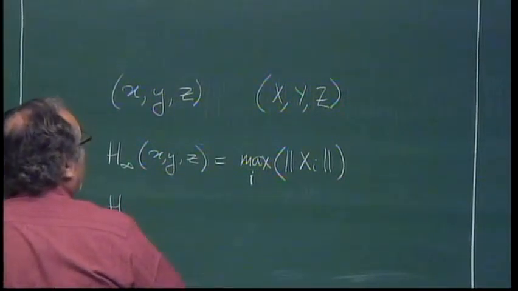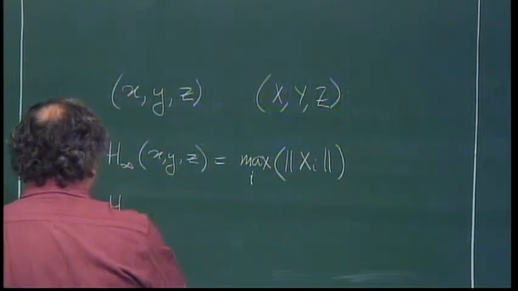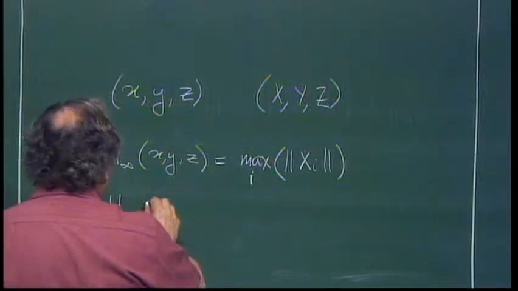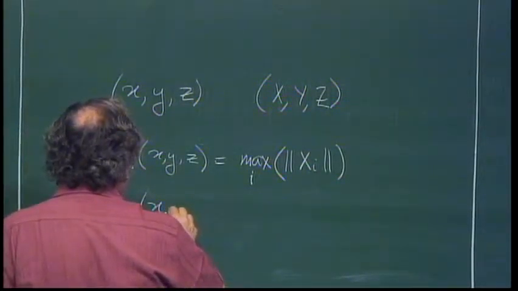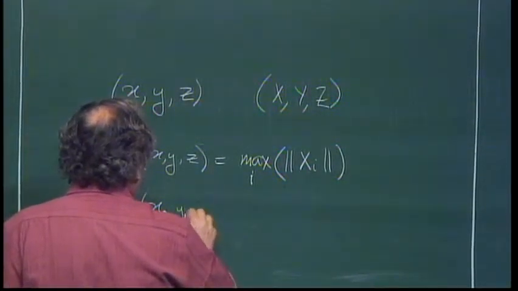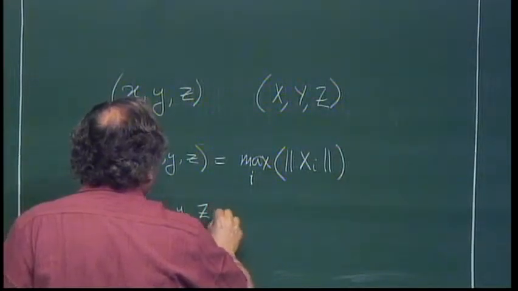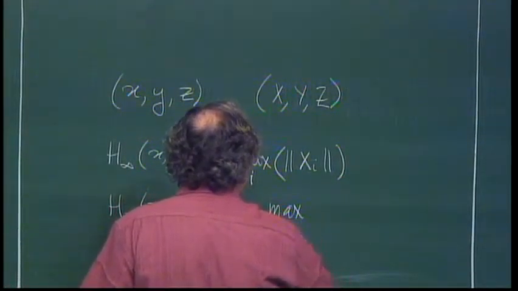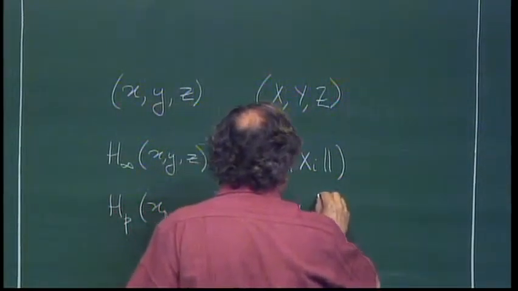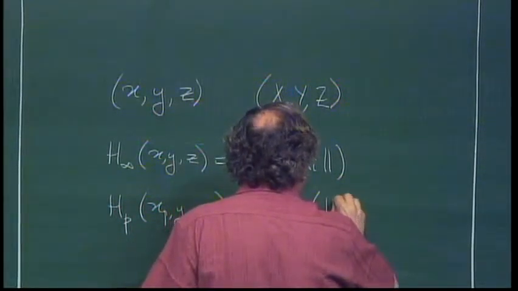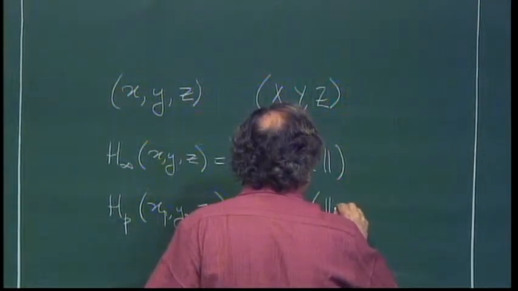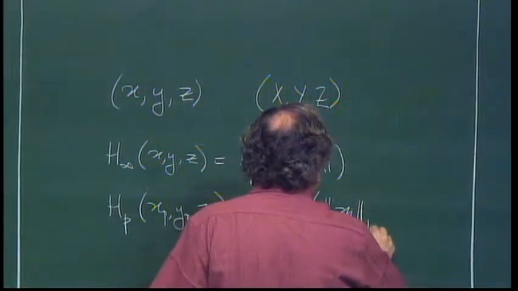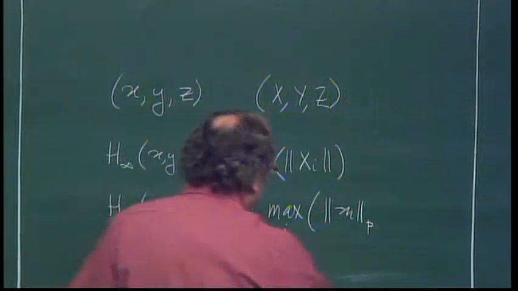Alternatively, you can define the height of a point over the p-adics in a similar way. So given a p-adic point, you can define the height as the maximum of the xi with respect to the p-adic norm.